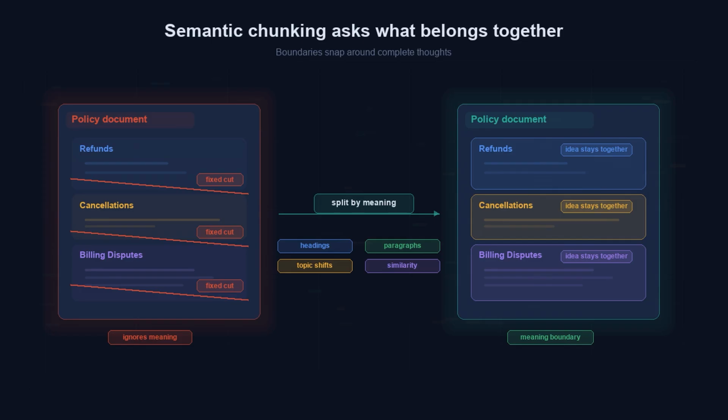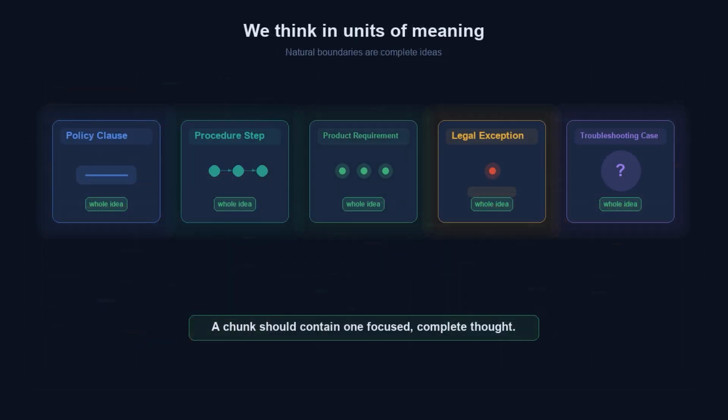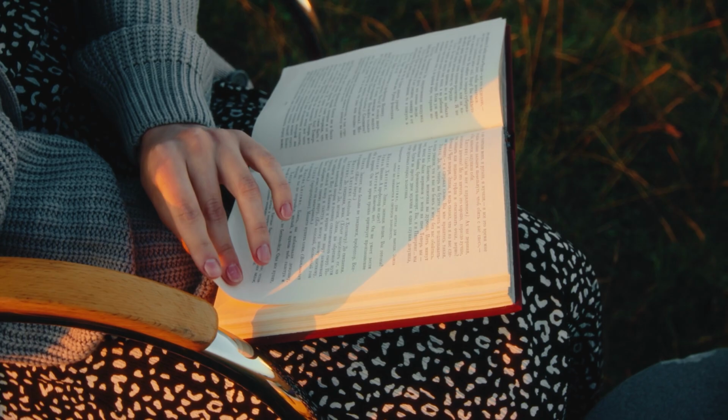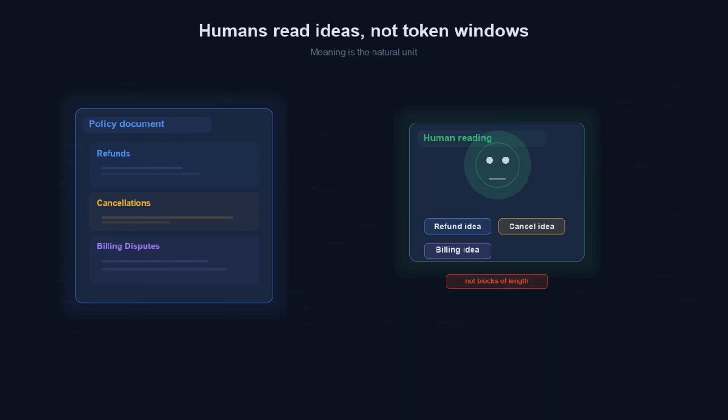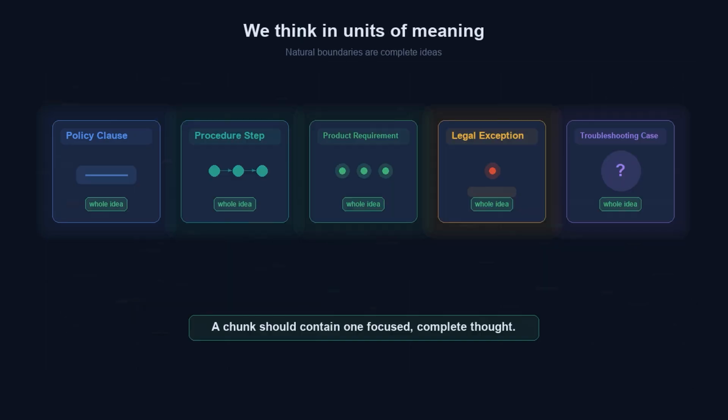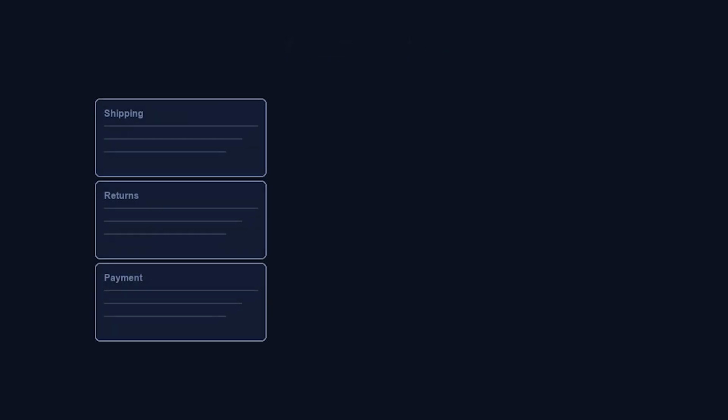This often means splitting by headings, paragraphs, topic shifts, or embedding similarity. The goal is that a chunk should be large enough to contain a complete thought. It does need to stay small enough to stay focused. This is closer to how humans read. We do not usually think in 500 token windows. We think in units of meaning: a policy clause or a procedure step or a product requirement and stuff like that. When chunks follow the structure of meaning, retrieval becomes easier.